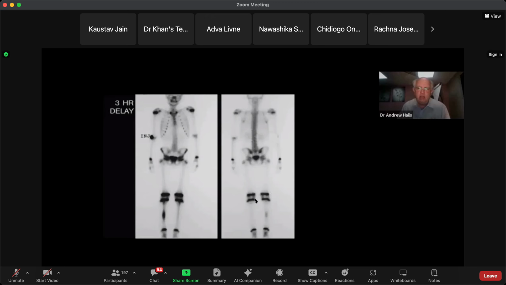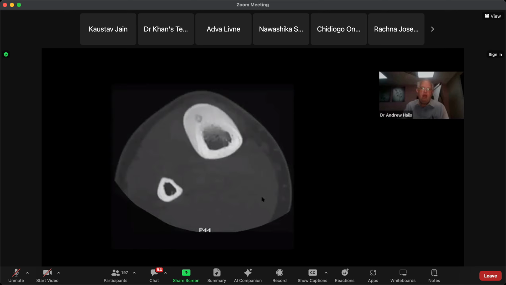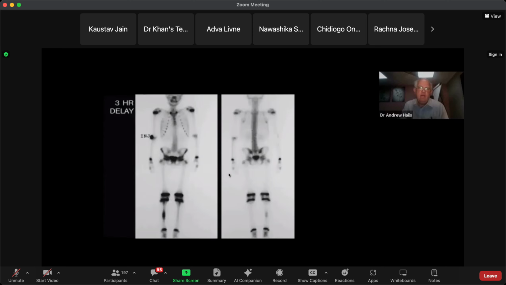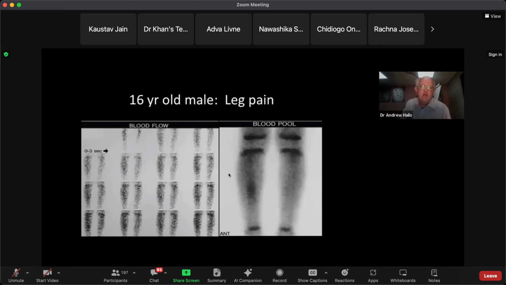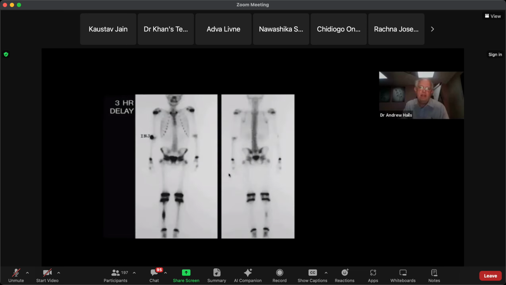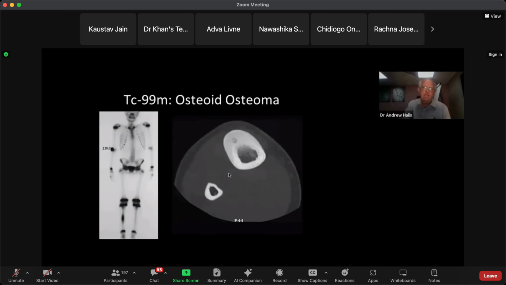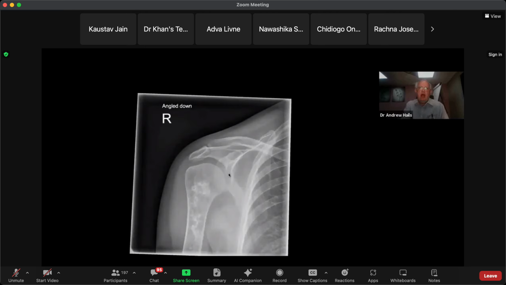Clearly this is a child because we've got increased uptake in the epiphyses. And here we have the CT scan. We've got sclerosis, a lucent area and a little area of density in the middle. As you probably realise, that's an osteoid osteoma. But at least the bone scan has identified where the problem is. Right.